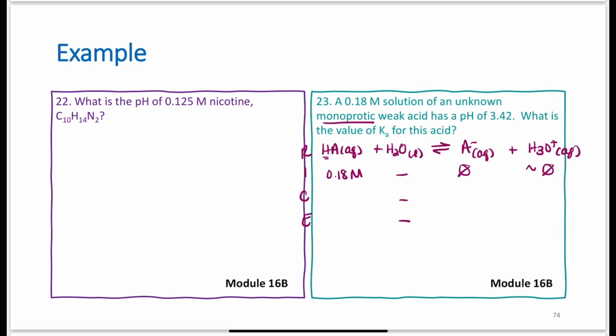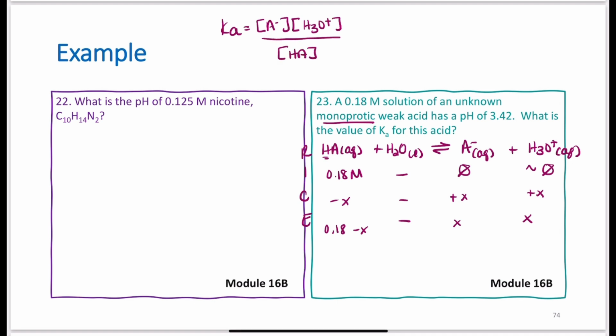I am told though that normally I would say minus x, 0.18 minus x, plus x and x, and solve for Ka, but I'm trying to find the Ka value. So with that in mind, like we normally do, set up your Ka expression. Conjugate base, hydronium, weak acid, x squared over 0.18 minus x, but I don't have a value for Ka. That's what I'm trying to find.